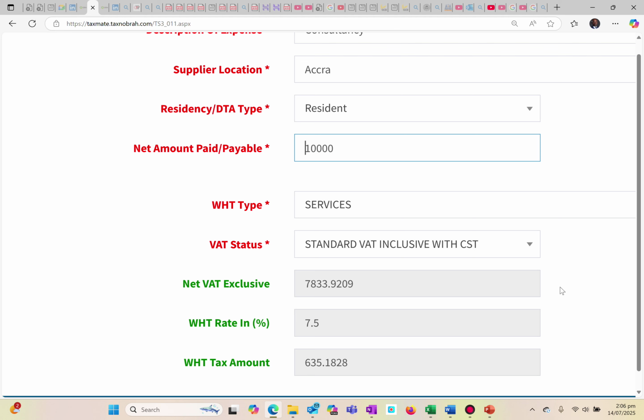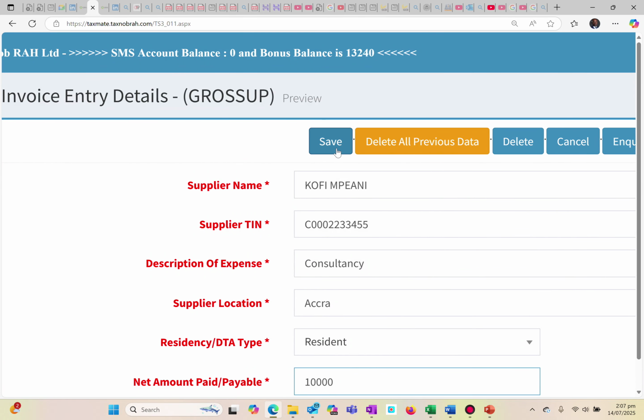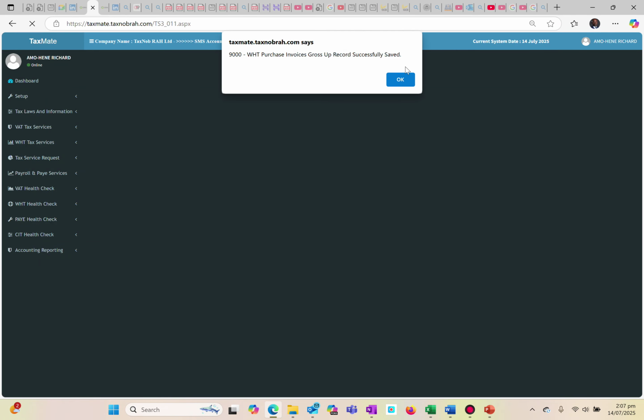We chose 10,000 in the first one, and the amount was around 8,000. When we chose 10,000 in this particular one, because it had a communication service tax element in it, the VAT exclusive amount is 7,833. It means that if you take out the VAT and then the communication service tax, you'll be left with 7,833. Then you do the gross up based on that particular one. So it essentially does the gross up nicely for you, and we get it. Then we are going to save. Let me try a third one.